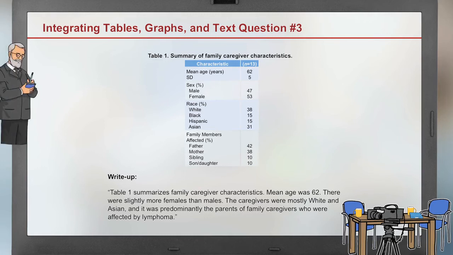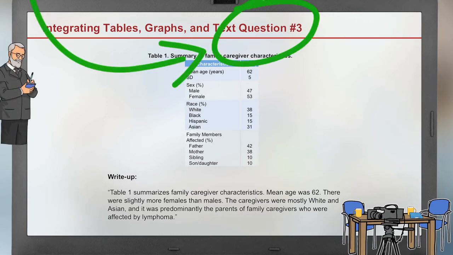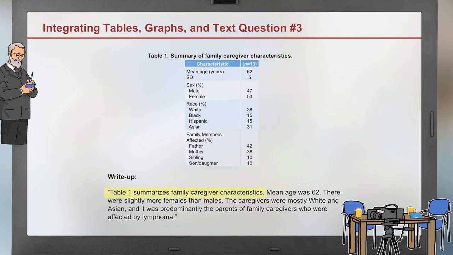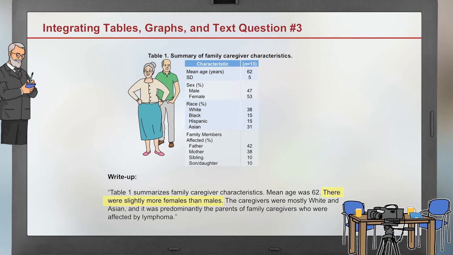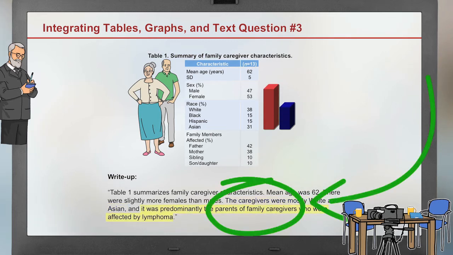This illustrative write-up incorporates the first table from Clinical Question 3. The write-up starts by referring to the table. It then reports specific caregiver characteristics. Mean age was 62. There were slightly more females than males. The caregivers in this sample were mostly white and Asian. And it was predominantly parents of family caregivers who were affected by lymphoma.